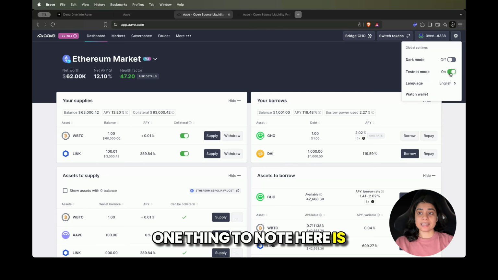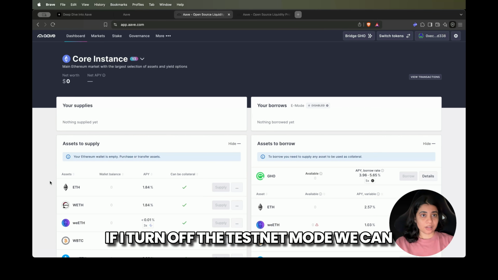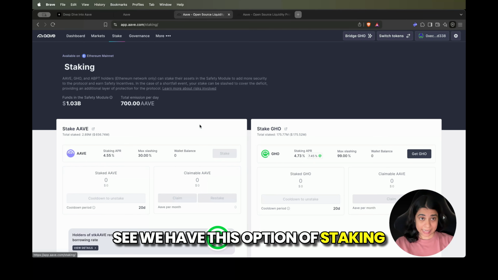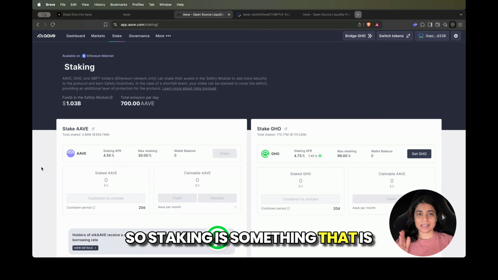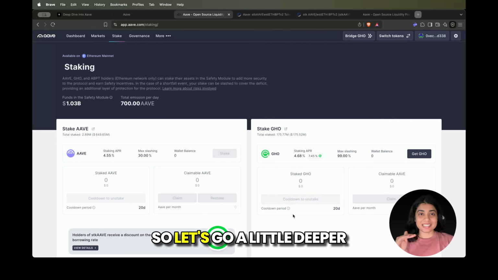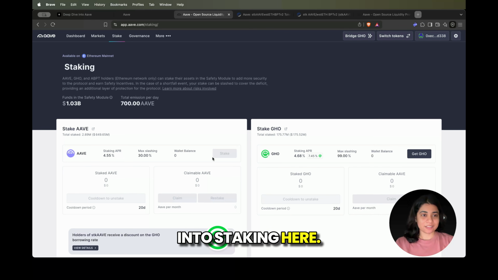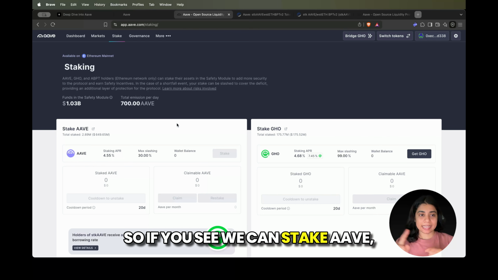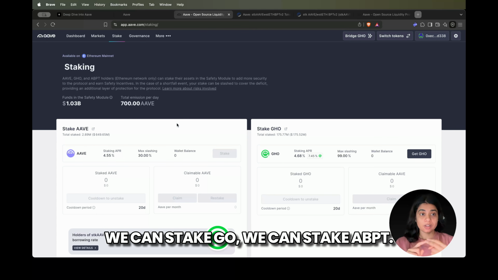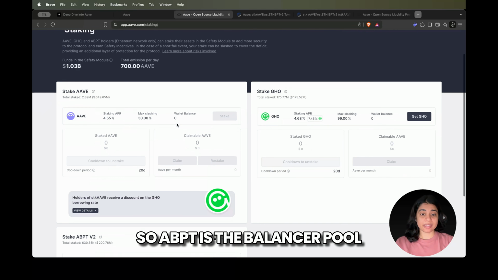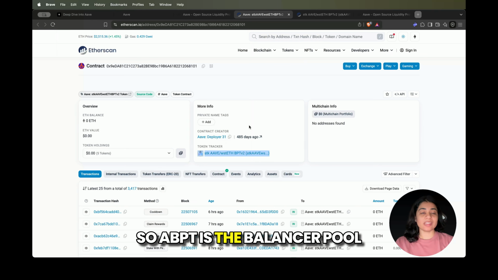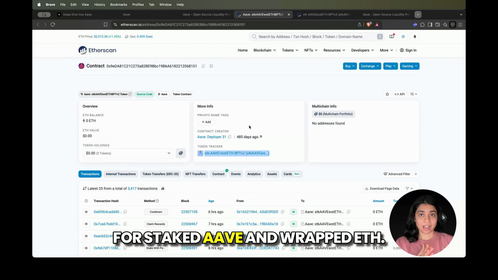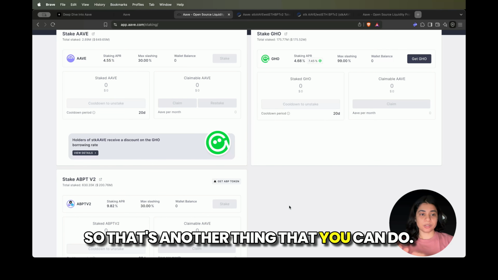One thing to note here is if I turn off the testnet mode, we can see we have this option of staking. So staking is something that is available only on Ethereum mainnet. So let's go a little deeper into staking here. If you see, we can stake Aave, we can stake GHO, we can stake ABPT. ABPT is the Balancer pool for staked Aave and wrapped ETH. So that's another thing that you can do.